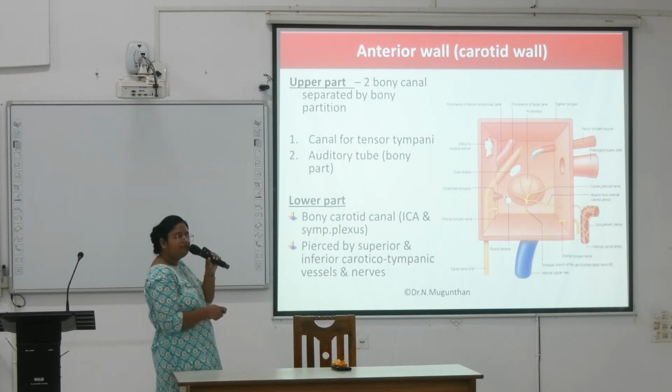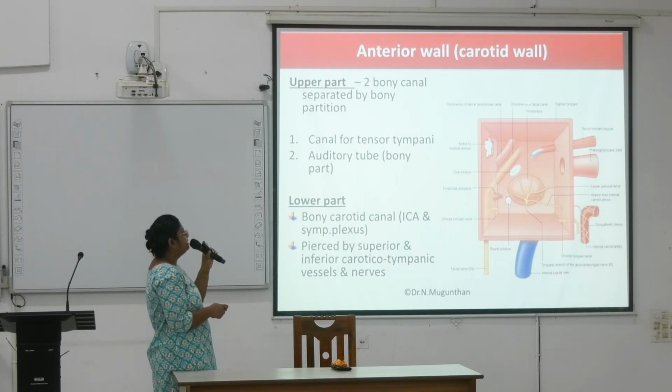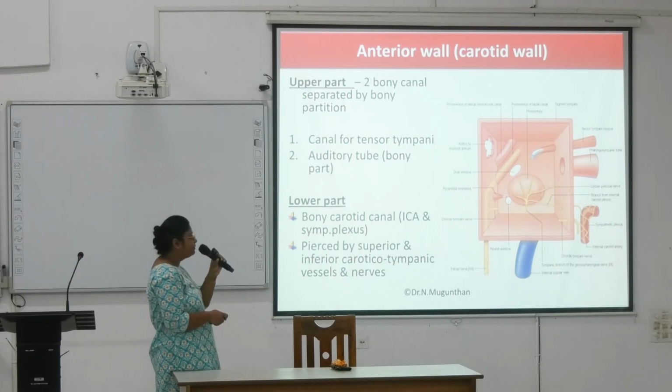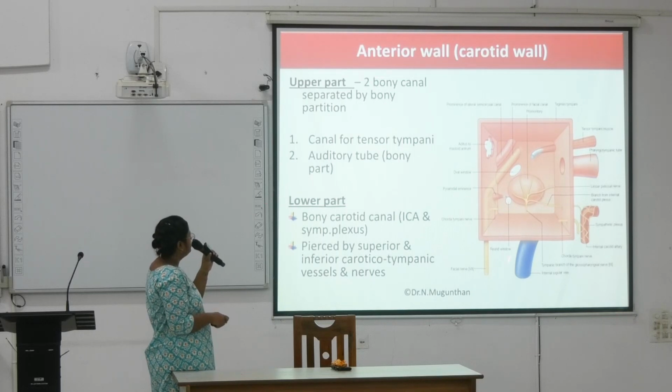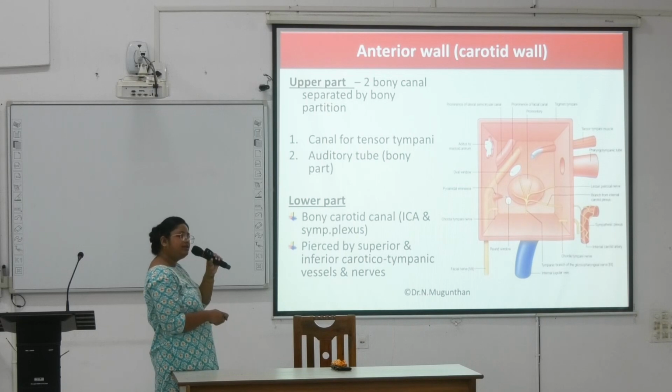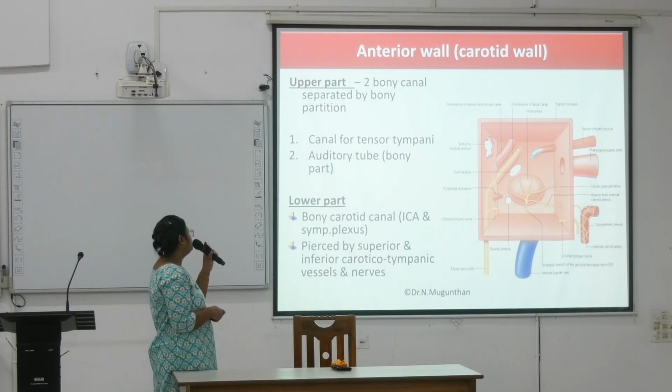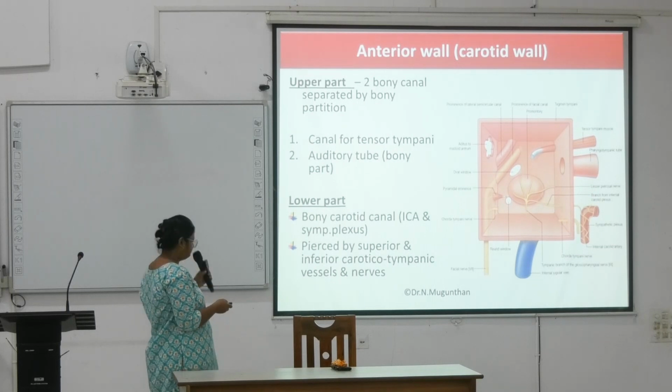This is where the tensor tympani muscle enters the middle ear. And the auditory tube: this is the opening of the auditory tube or Eustachian tube, the bony part. And in the lower part, the bony carotid canal. Here lies the bony carotid canal. The internal carotid artery surrounded by the sympathetic plexus is lying here, and it is pierced by the superior and inferior caroticotympanic vessels and nerves. Here you can see the piercing of the nerves and vessels.